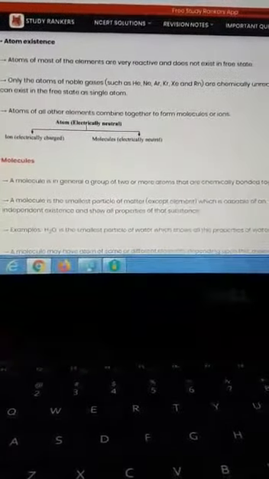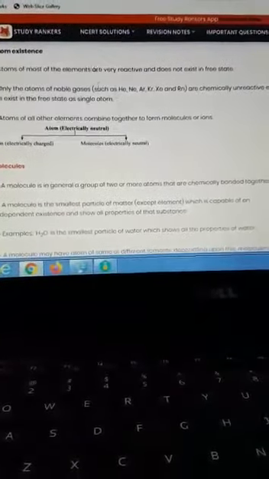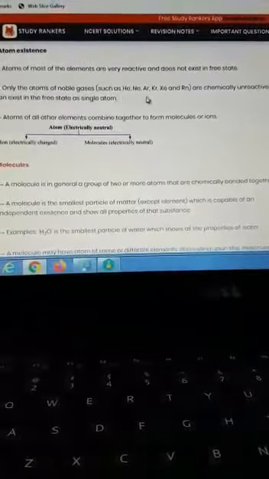See, atoms are very reactive and we do not get them in free state. Am I clear to you? But a few elements like the noble gases, like helium, neon, argon, krypton, xenon and radon, of these you have to remember three names: helium, neon and argon.